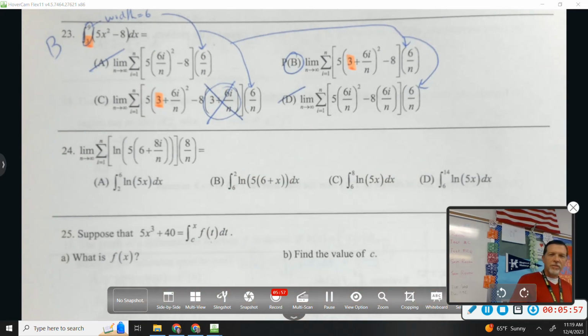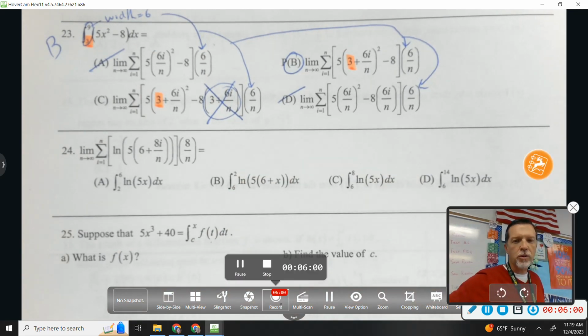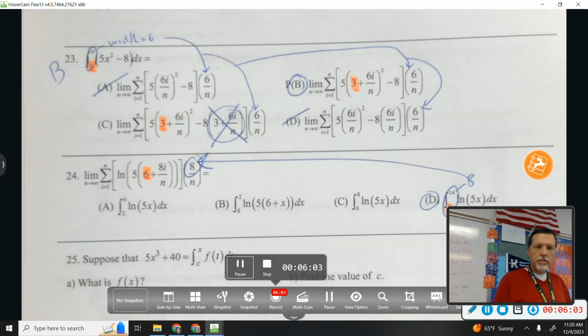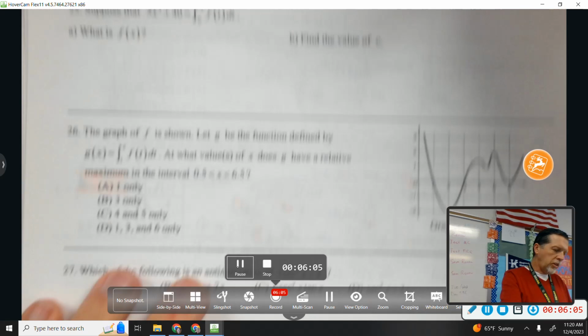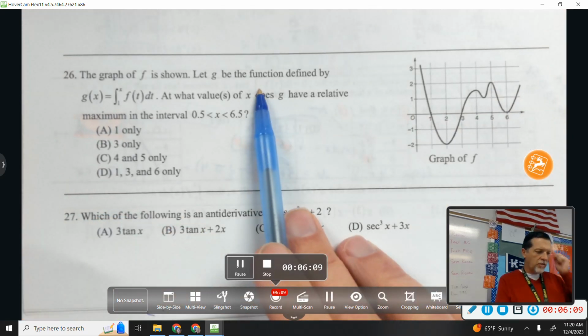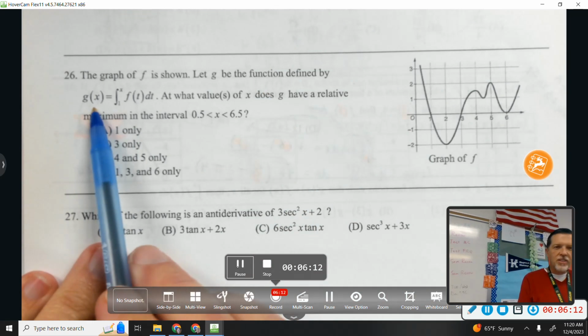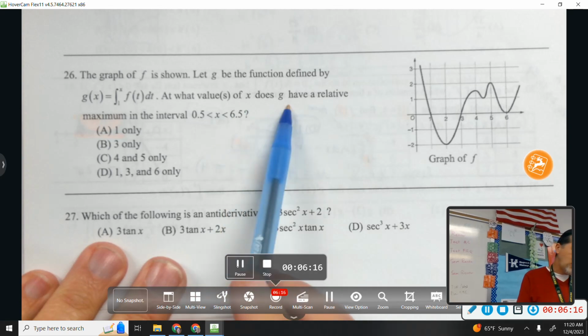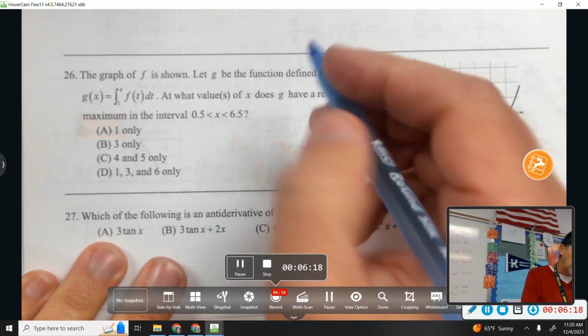While our brain is sort of thinking along those lines, why don't you try number 24? Alright, so 24 was D. Number 26. The graph of f is shown. Let g be the function defined as g is the antiderivative of f. At what value of x does g have a relative maximum?